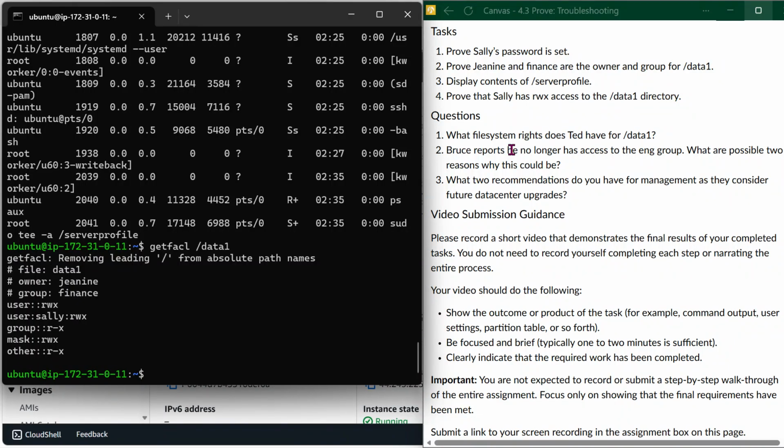The last question is, what two recommendations do you have for management as they consider future data center upgrades? The two things I could recommend is they could upgrade the storage hardware, or they can increase CPU and memory resources. Again, thank you so much. These are the answers to the questions and the tasks they asked me to do for this assignment.